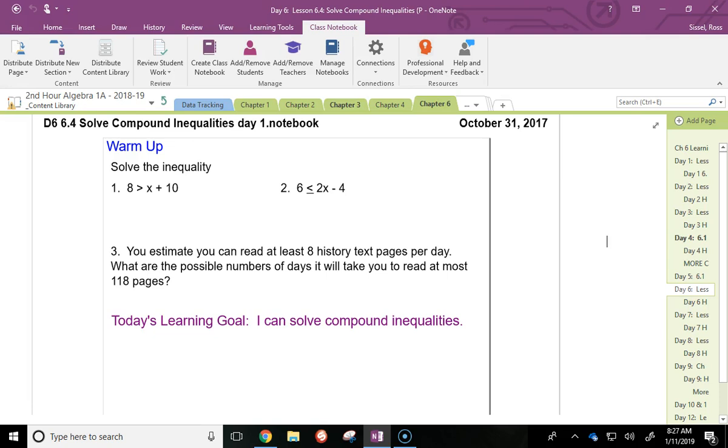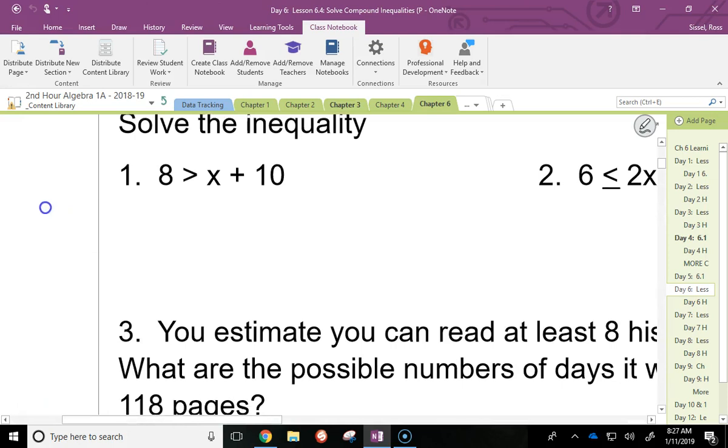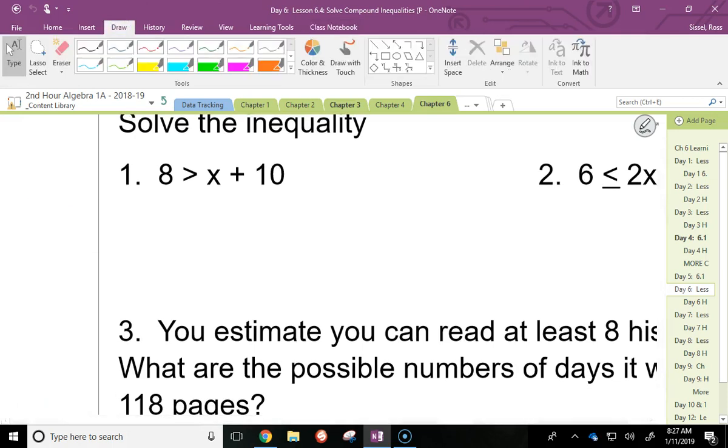So, solve the inequality. What do I have to do first when I have 8 is greater than x plus 10? So right now my two parts are 8, and I know 8 is going to be bigger than what x plus 10 is. So right away, do I think x is going to be bigger or smaller than 10? Smaller. Much smaller, right? Because if I got rid of the x, 8 is not bigger than 10. So it's going to have to get smaller. So keep that in your head.